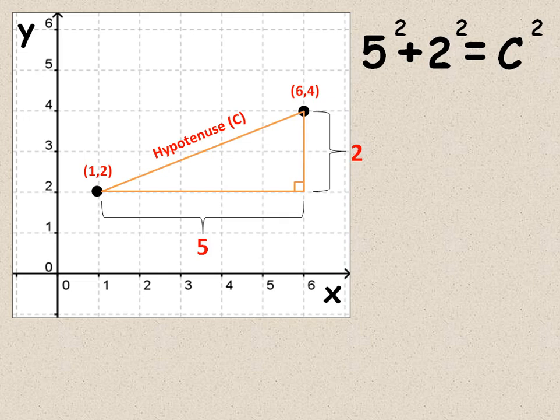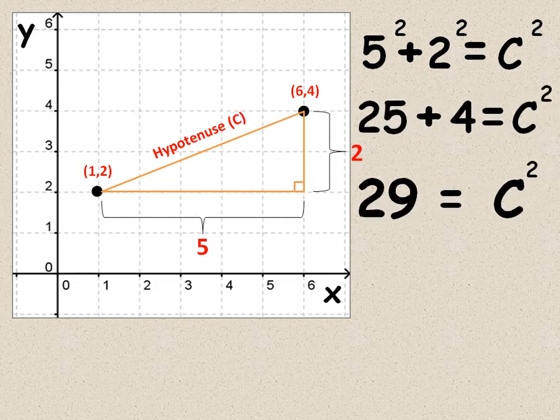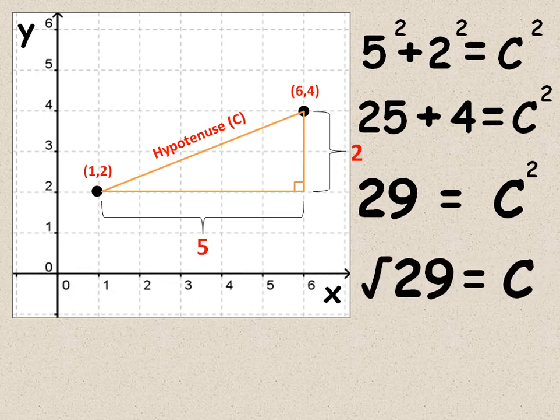5 squared plus 2 squared equals hypotenuse squared, which we're calling c, which is 25 plus 4 equals c squared, which is 29 equals c squared. And how do we find c? If c squared is 29, we have to take the square root of both sides. And that's an ugly square root. Square root of 29 does not have an integer answer.